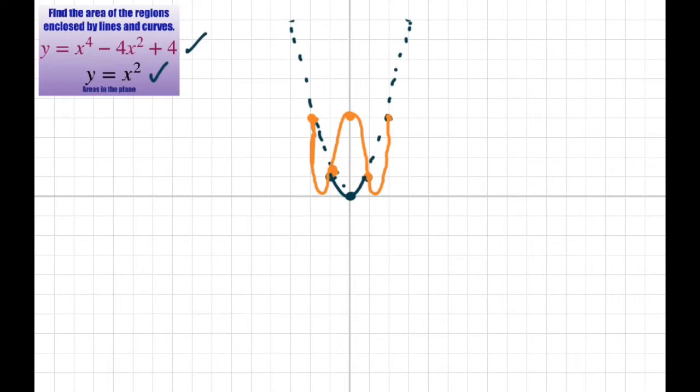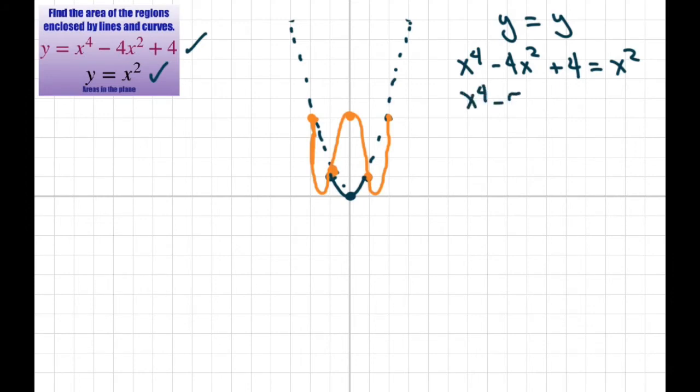But let's find these points of intersection. So basically what we're going to do is solve by setting these equal to each other. So we have y equals y. So you set x to the 4th power minus 4x squared plus 4 equals x squared, and set everything over here on the left-hand side. So you're going to get x to the power 4 minus 5x squared plus 4 equals 0. And when you factor, you're going to get x squared minus 1 times x squared minus 4.